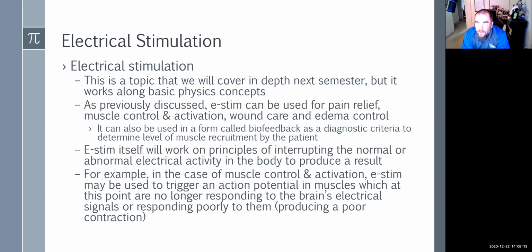E-stim is a topic we'll cover in depth next semester, but it works on the same basic physical concepts. As previously discussed, E-stim can be focused for pain relief, muscle control and activation, wound care, and edema control. There's also a form of E-stim called biofeedback that can be used as diagnostic criteria to determine levels of muscle recruitment by a patient. So we have a couple of different forms of E-stim. But when it comes down to it, it works on principles of interrupting the normal or abnormal electrical activity in the body to produce a result.